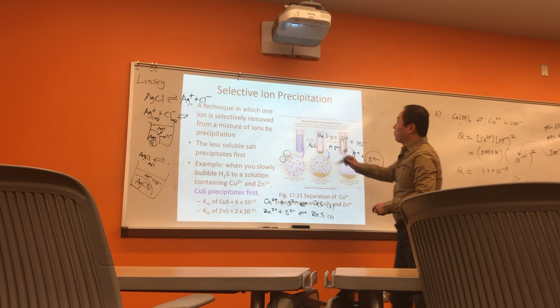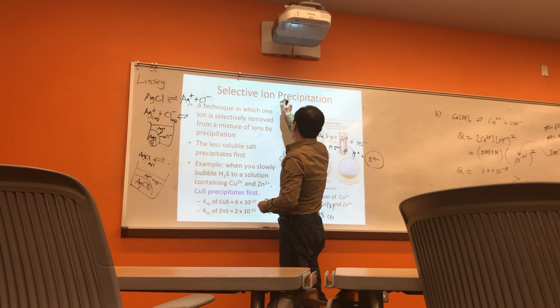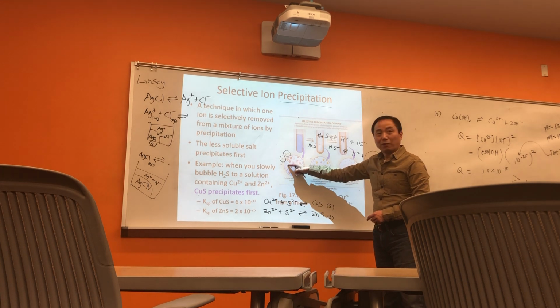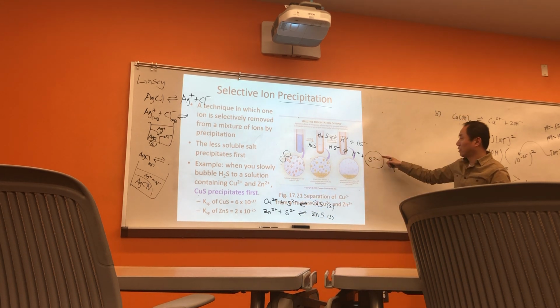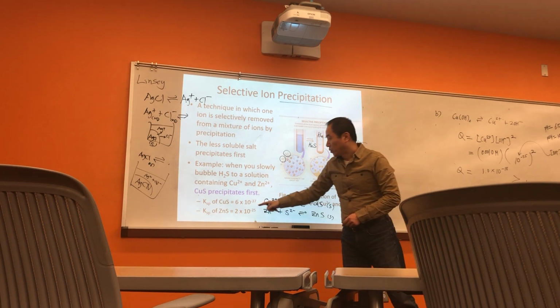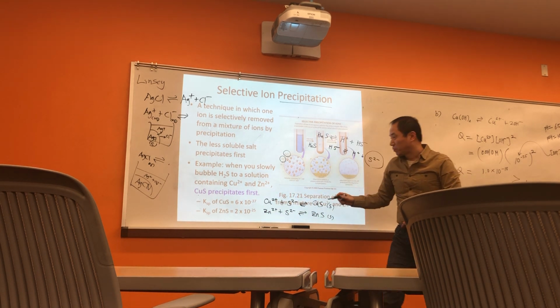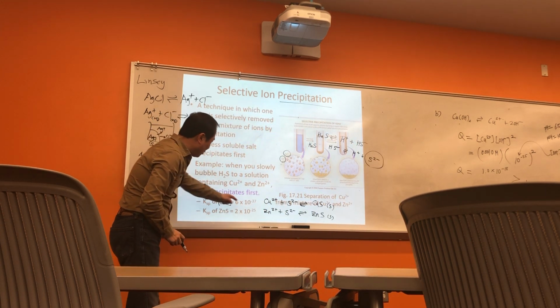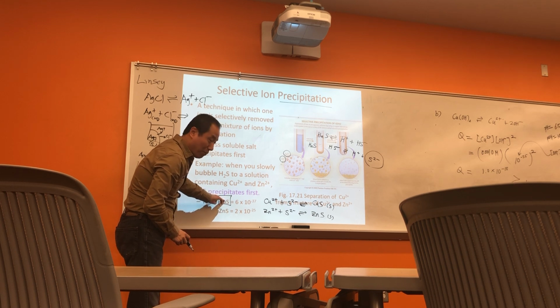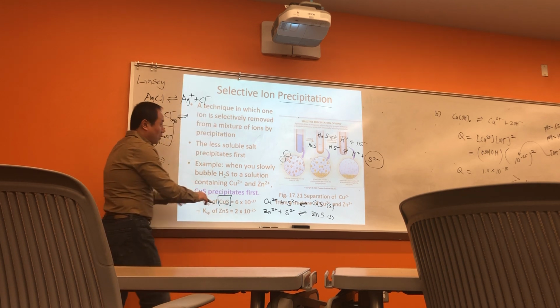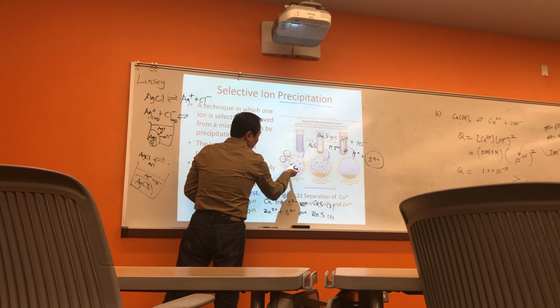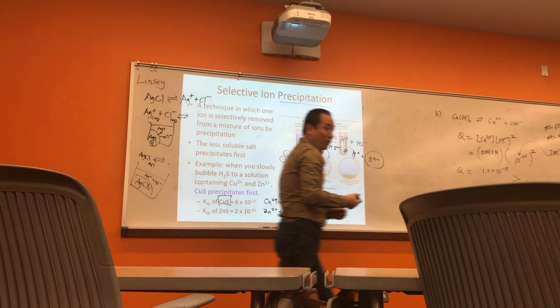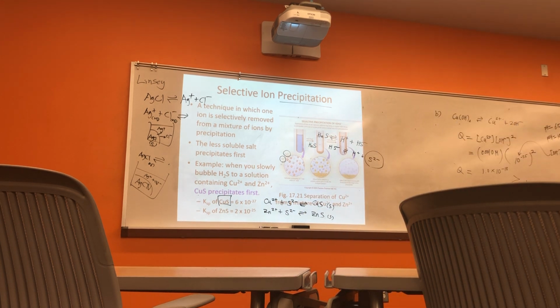So that's the principle of selective ion precipitation. When you have two ions, you can put in a certain anion to form precipitate. Because the numbers are different, one will form precipitate first. So in this case, copper sulfide, because that's less soluble, is more likely to form precipitate first. So you can separate zinc and copper. When you have mixed ions, you can separate them using precipitation. That's what we call selective ion precipitation.